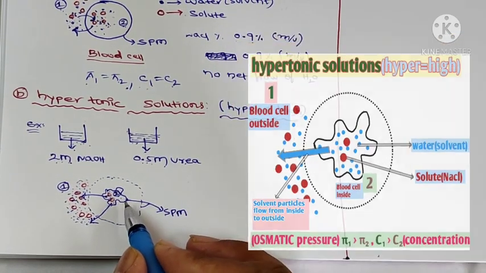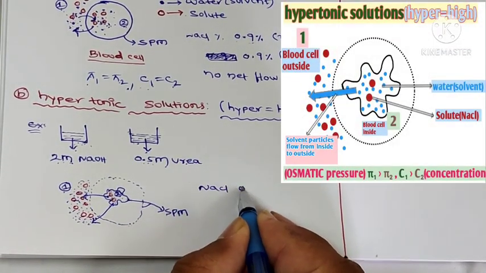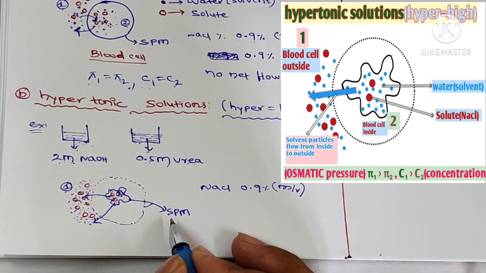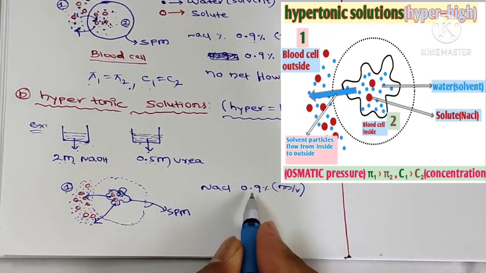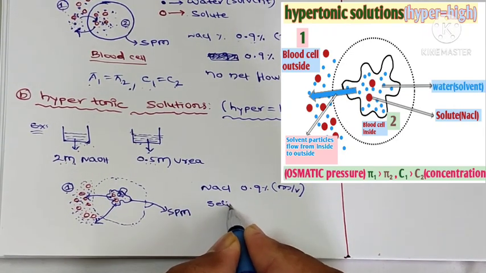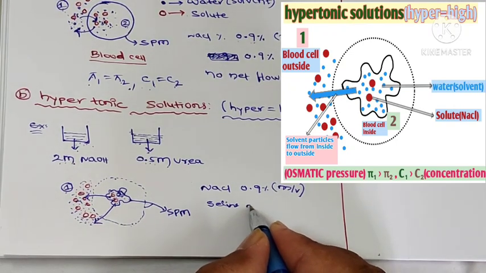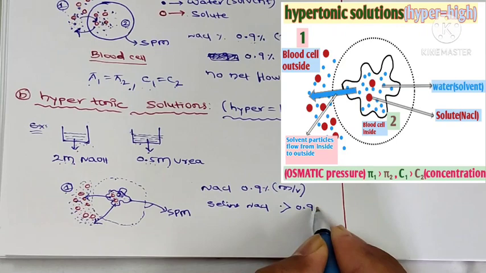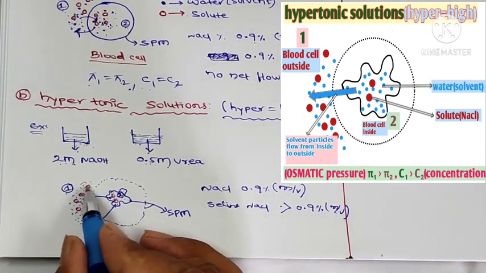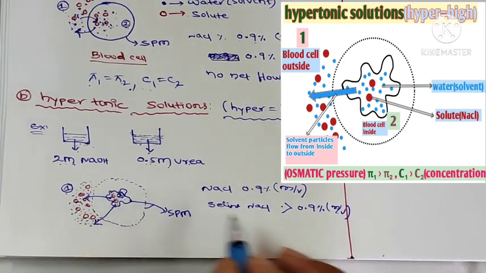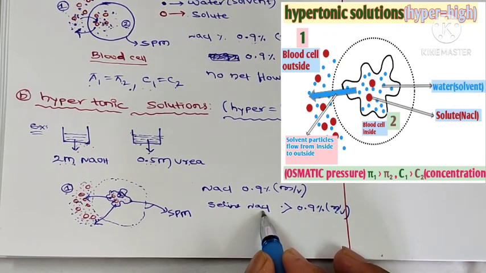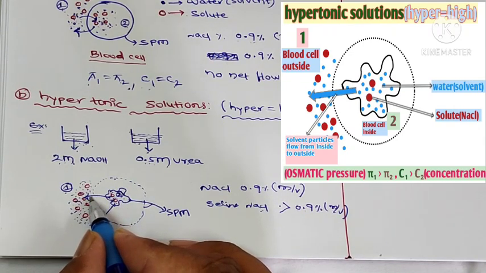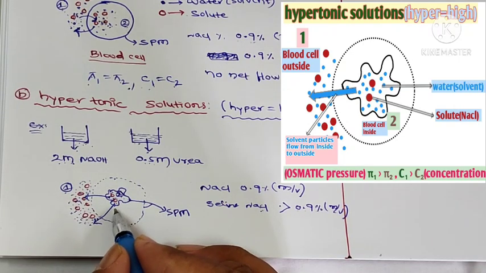We know that inside the blood cell the NaCl percentage is 0.9% w/v. If we inject saline which contains NaCl percentage more than 0.9%, meaning outside the blood cell there is a saline and that saline contains more than 0.9% of NaCl, then in that case the solvent particles flow from inside the blood cell to the outside of the blood cell. Consequently the blood cell will shrink.